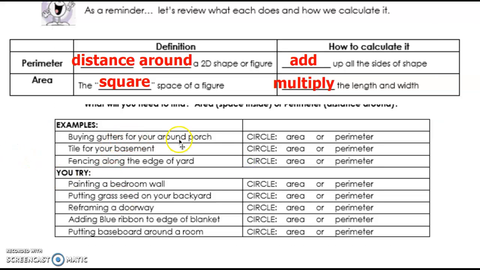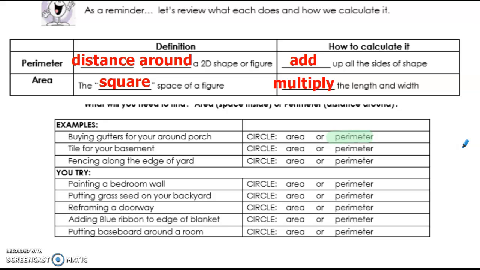Okay, so if you're buying gutters for around your porch, area or perimeter? So think, gutters are what, again, on the outside of your house. So they're just looking at the distance around your house. So that would be an example of perimeter.